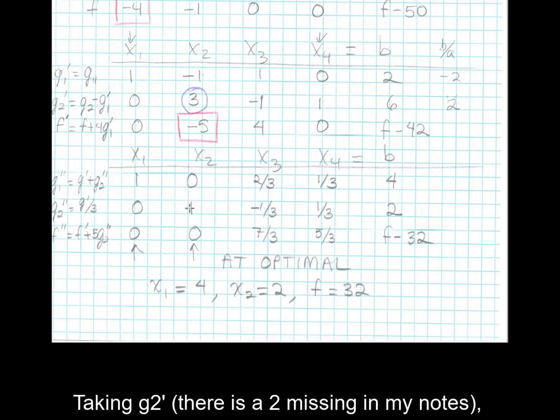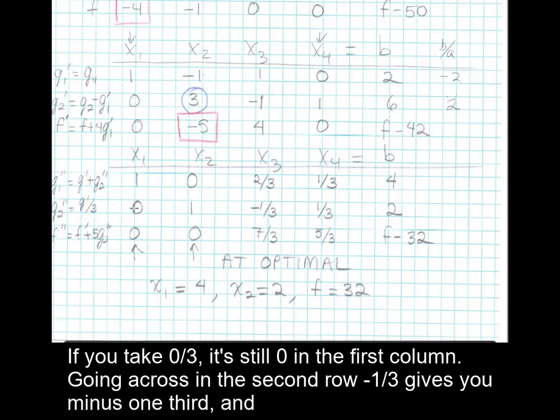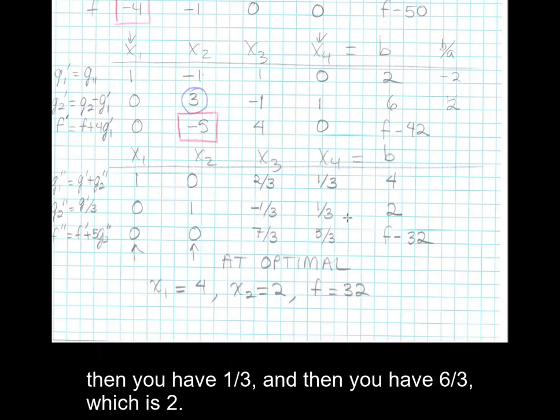Taking G2 prime, there's a 2 missing in my notes, and dividing it by 3 will give you 1. If you take 0 divided by 3, it's still 0 in the first column. Going across in the second row, -1 divided by 3 gives you -1/3, and then you have 1/3, and then you have 6 divided by 3, which is 2.